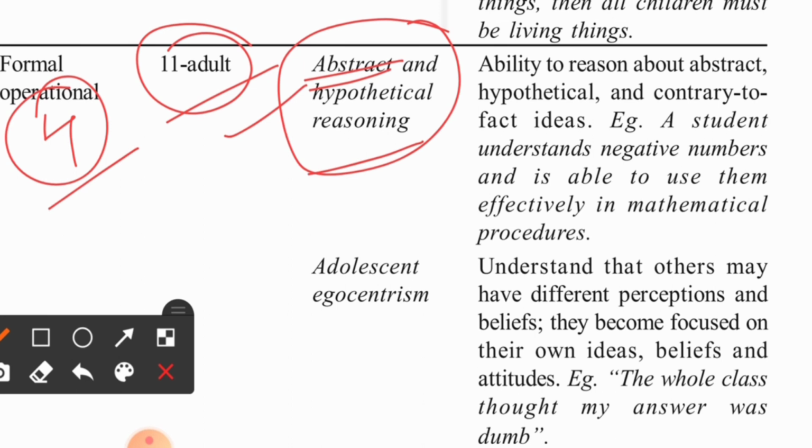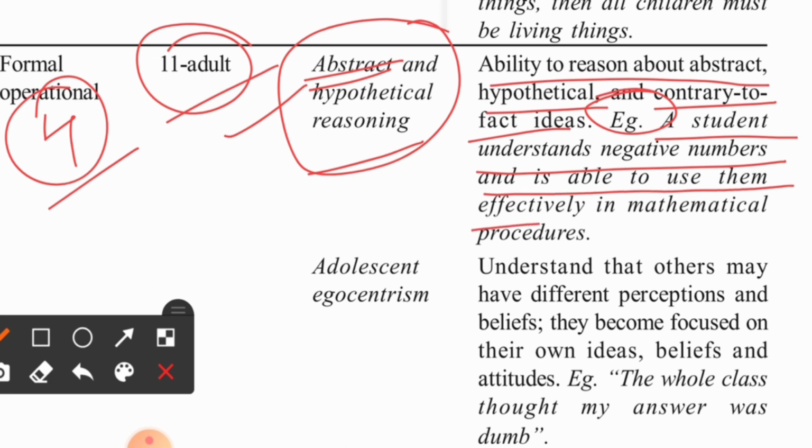Okay, for example, if I use the word childhood, childhood is something which is abstract. You can feel that childhood, how was your childhood, but you cannot touch that childhood. All right, so this is an example of abstract. Let's see what it says here: the ability to reason about the abstract and hypothetical. Hypothetical is the synonym of abstract here. So it is the ability to reason about abstract and contrary-to-fact ideas. Example: a student understands negative numbers and is able to use them effectively in mathematical procedures.